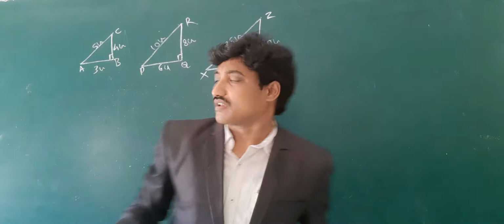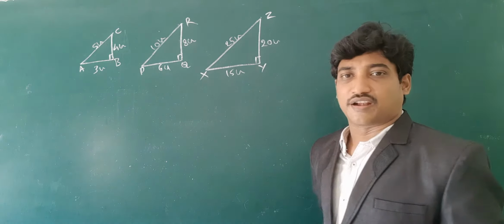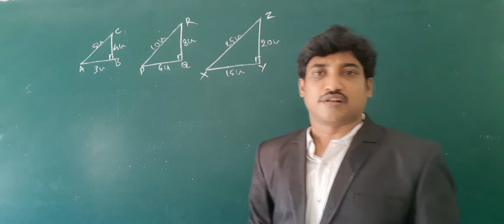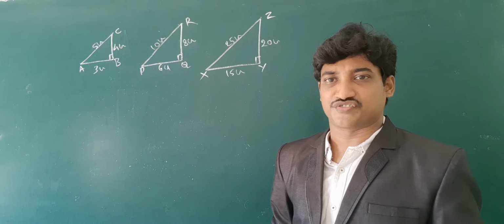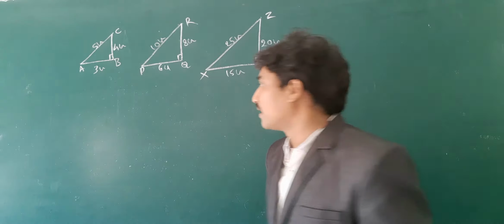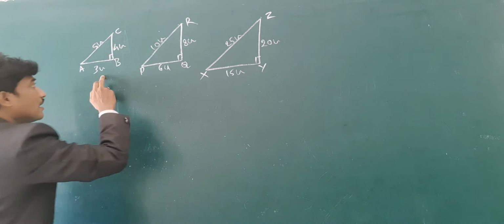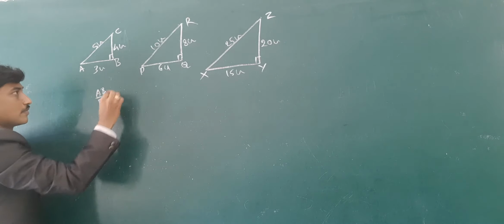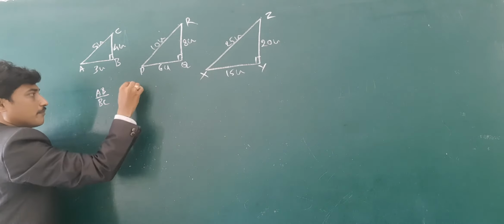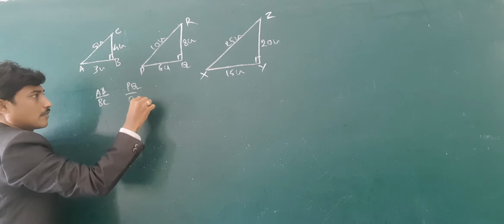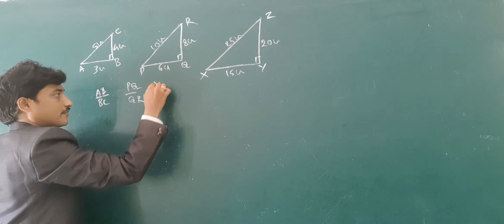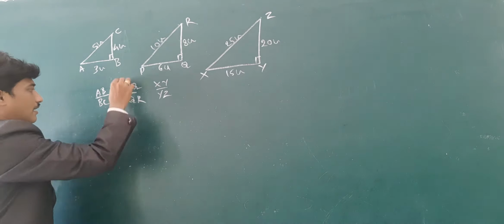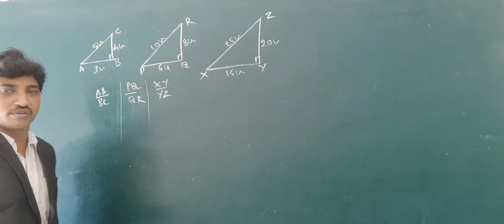In these three right angle triangles, now I am going to take ratios of the corresponding sides. Here AB by BC, PQ by QR, XY by YZ.